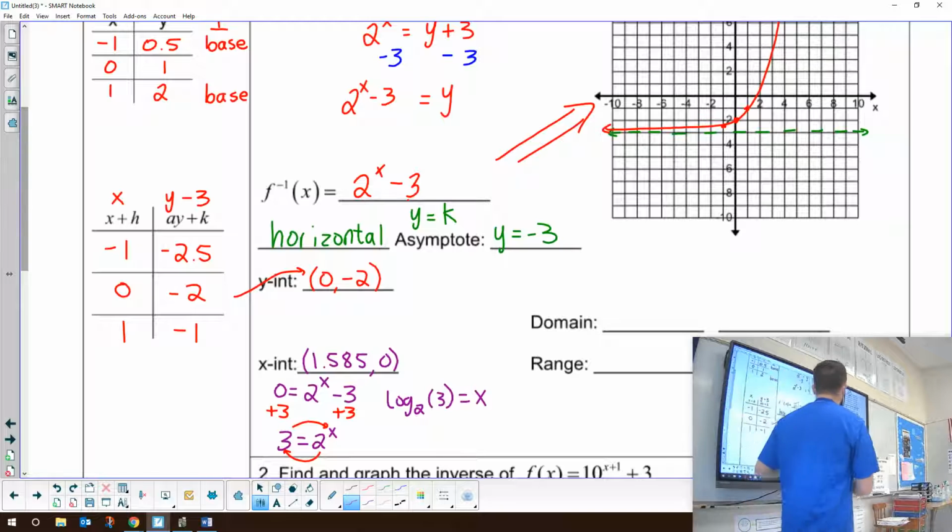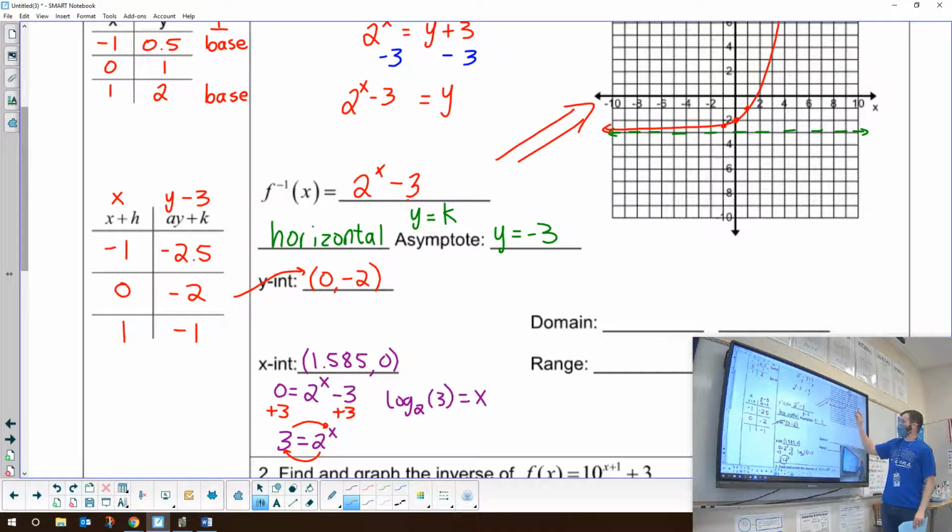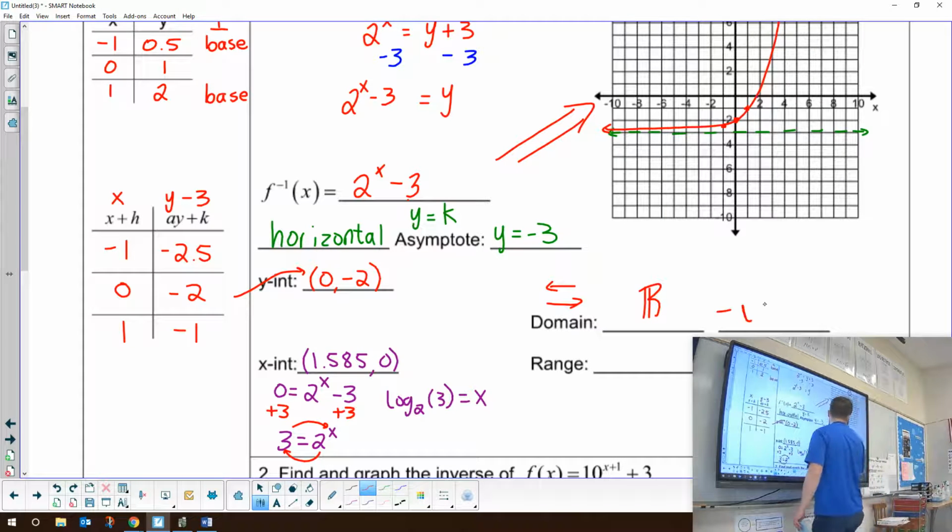All right, and now that I know where my graph goes, we know it looks like this. And we kind of match it up. We have our x-intercept at 1.585. Hey, that's pretty close. We have our y-intercept at 0, -2. My domain, think about it. Remember, your domain is your left to your right. It's everything to the left, everything to the right. In this graph, it's going to go forever to the left and forever to the right. So my domain is going to be all real numbers, -infinity to +infinity.